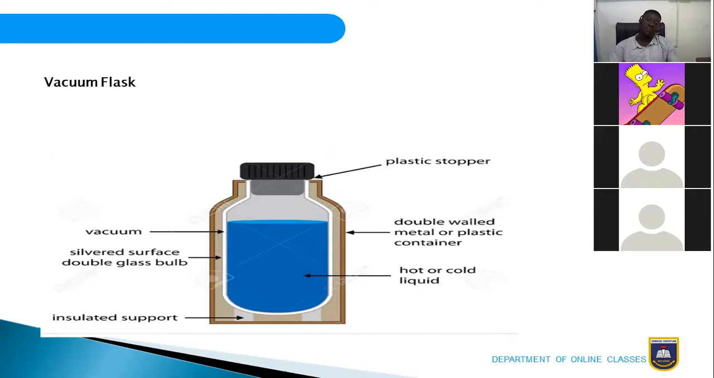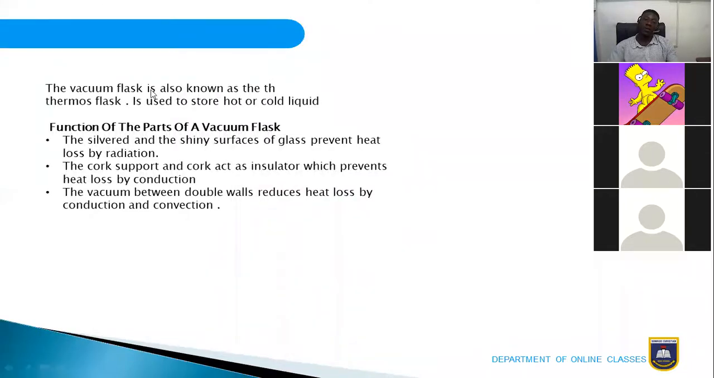Now let's move to the importance of the various parts. Why is the vacuum flask constructed in this manner? Let's see. In some books, you see thermos flask is the same as vacuum flask. Thermos likes temperature, or heat. If we say thermodynamics, we are dealing with heat. Anything thermo, we are talking about heat. So the vacuum flask is also known as the thermos flask. It's used to store cold or hot liquid.